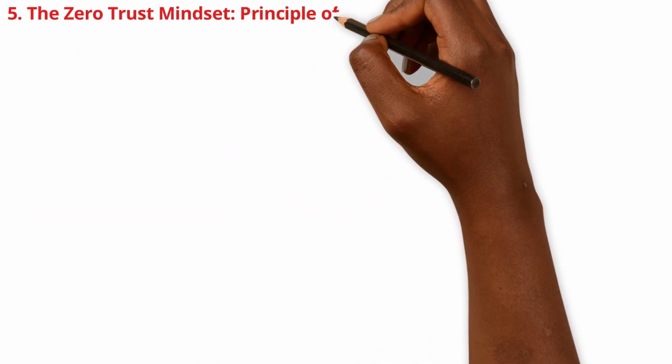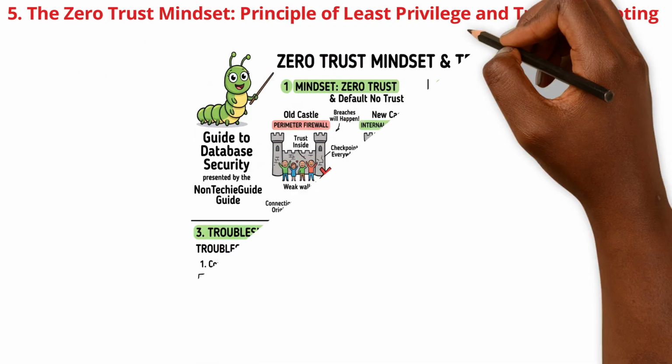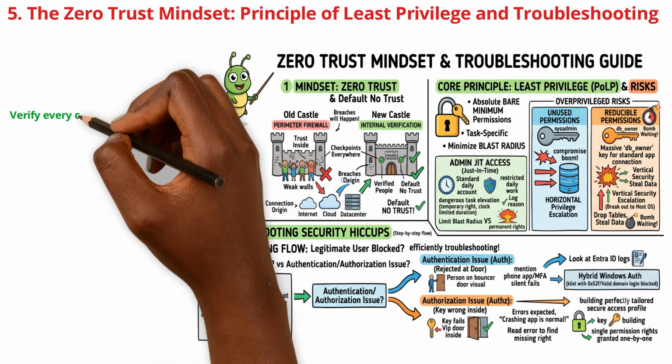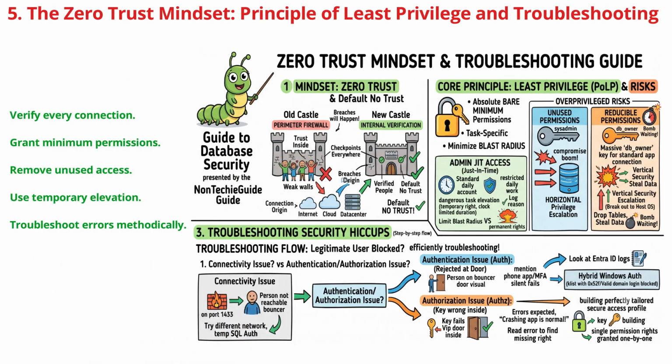The days of trusting everyone inside the castle walls are over. Now we verify every single connection. Your golden rule here is the principle of least privilege. Give users and applications the absolute bare minimum access they need to do their jobs, and nothing more. Beware of overprivileged accounts, as they are ticking time bombs waiting to be exploited.